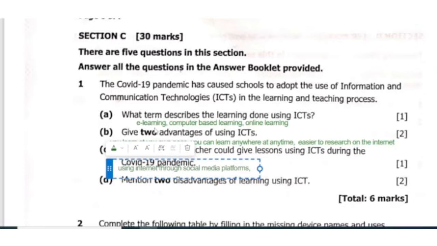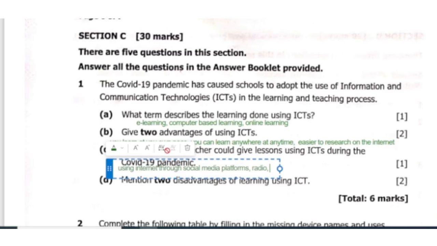You can also use radio. You go to a radio station and then you present a lesson. The children will follow you. As long as there is an arrangement with your learners, then you can present your lesson using that.